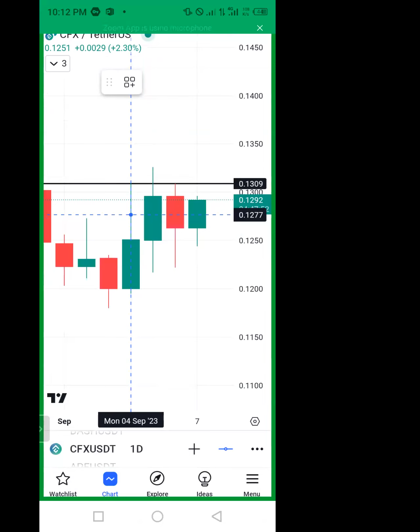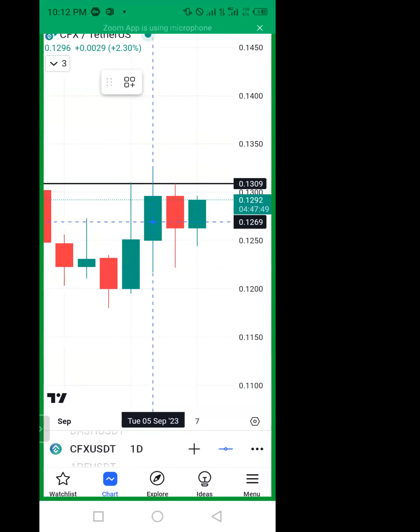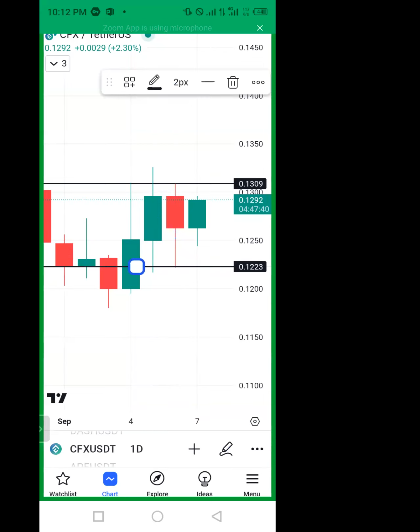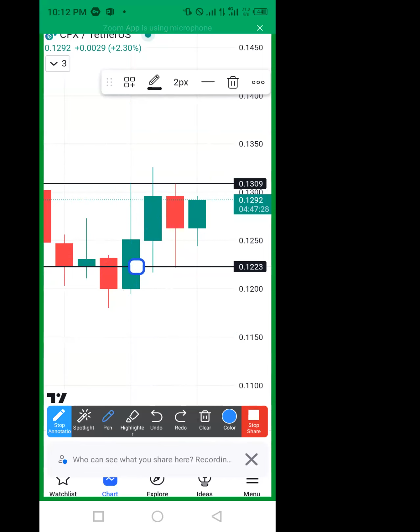And then it brings this dotted line. Then you move your index finger to where you want it to be. Now, I want it to be, the low is my support. I have identified my area of focus. My support is here, and then my support is here. My support is here, and then my resistance is here.